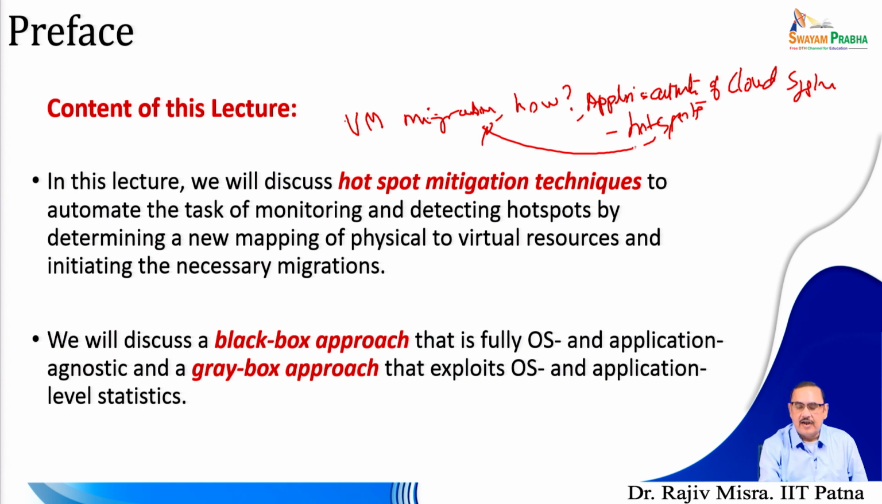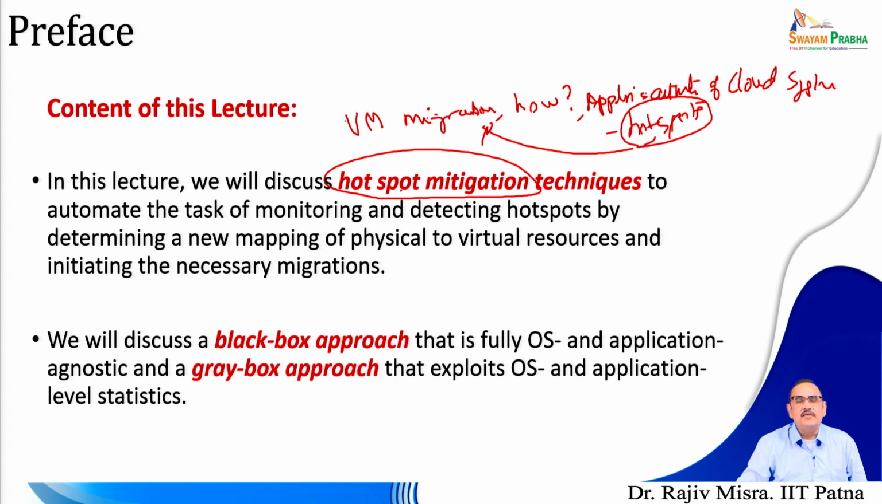So, we are going to see that this particular technique, which is called hotspot mitigation, is going to make this cloud system automated without manual intervention. We will see all that in virtual machine migration. So, the key technology of automating the cloud computing system is called virtual machine migration. We are going to see that virtual machine migration.